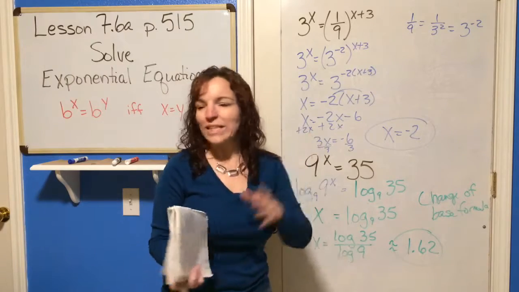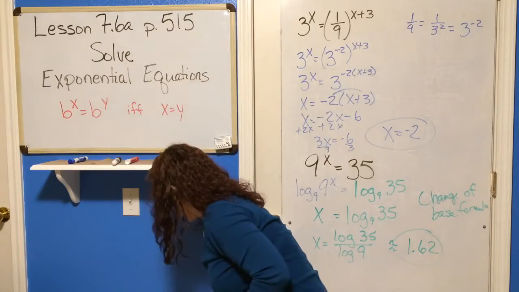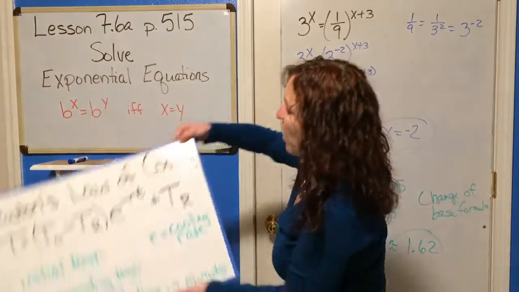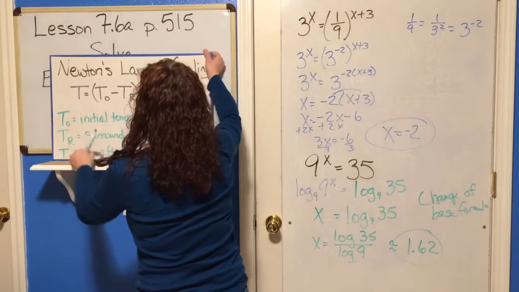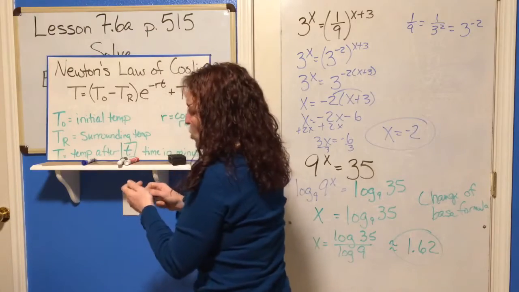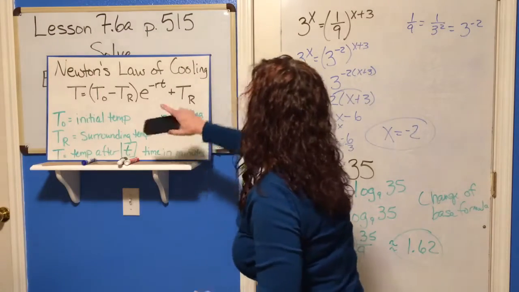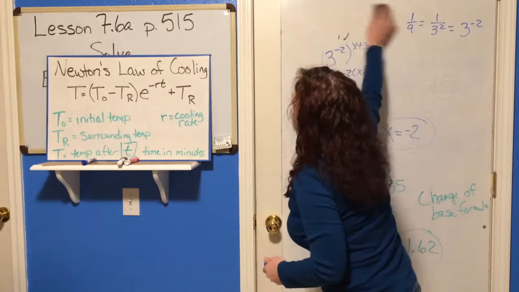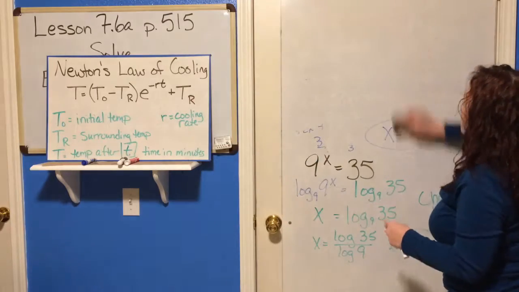All right? One last thing, because you know I would like to do a word problem. Let's put it into real life. Why on earth would we ever need to solve a problem like this? So, Newton's law of cooling is represented by this incredibly crazy long equation where T sub 0 is the initial temperature.